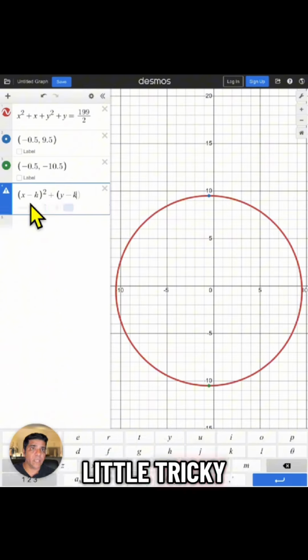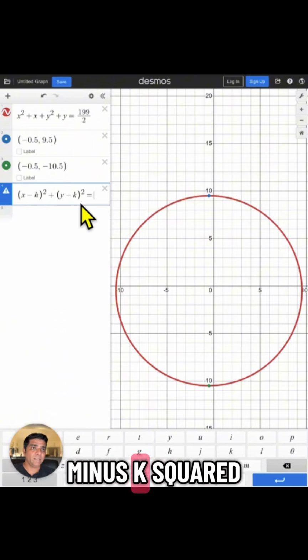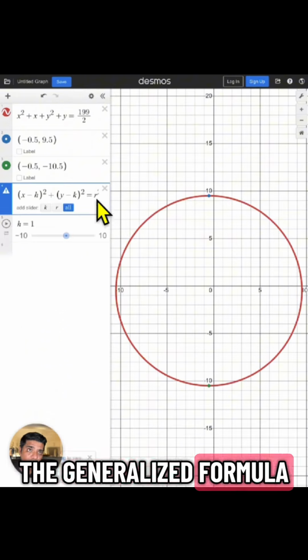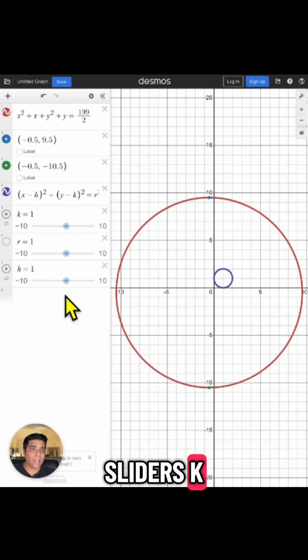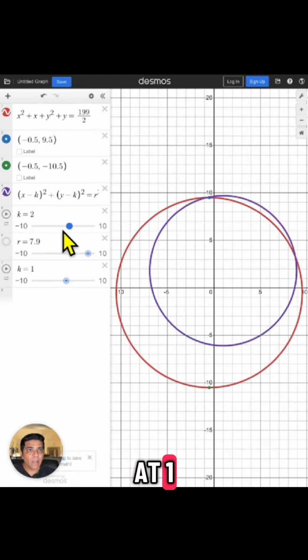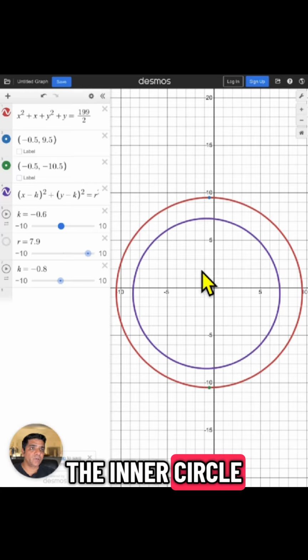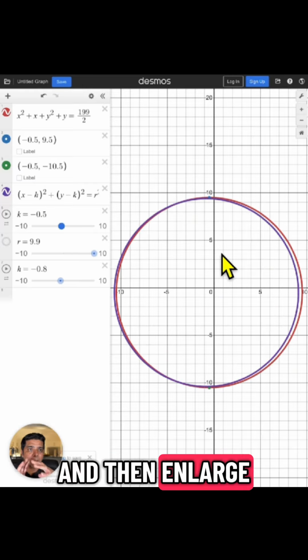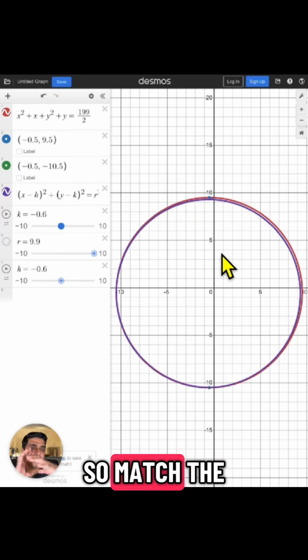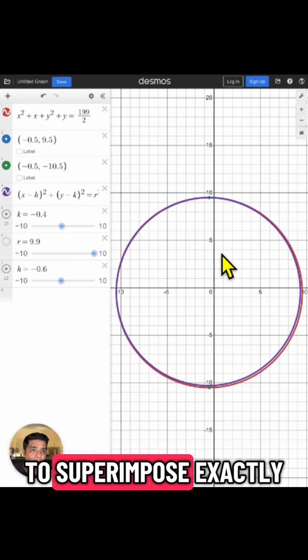If that is a little tricky, (x minus h) squared plus (y minus k) squared equals r squared. I'm going to write the generalized formula of the circle here, and there'll be a bunch of sliders, k, r, and h. So they'll start at 1, and you can start moving the inner circle and then enlarge it slowly using the sliders, to match the outer circle. So they have to superimpose exactly.